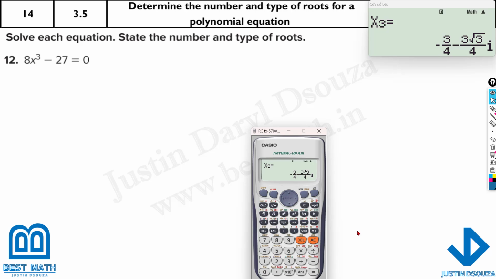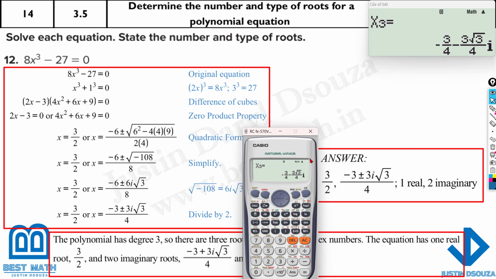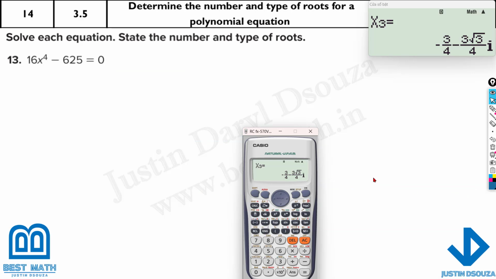It's 3 by 2 and then 2 imaginary roots. So you can see that's the answer. So it's 1 real and 2 imaginary.